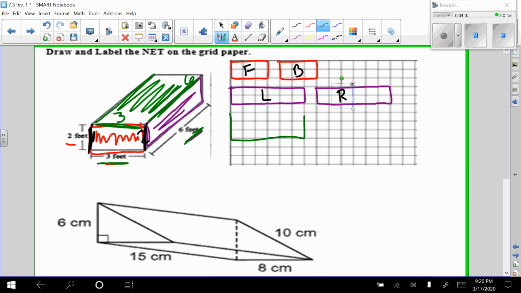So we can go ahead and draw these out to be 3 by 6 and say that this is the top and this is the bottom. So here we can label it top and bottom. So now we have all of our pieces.